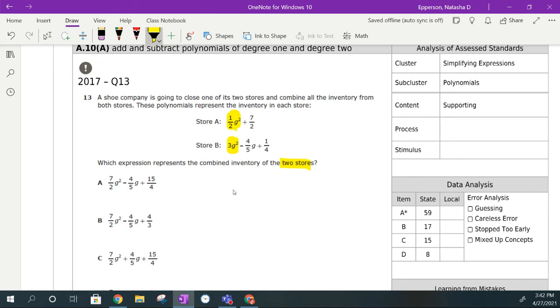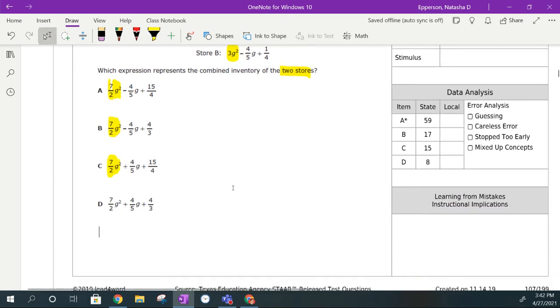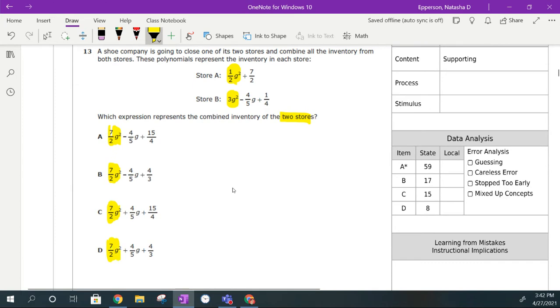Now, if I notice, this is 7/2 g squared, and this is 7/2 g squared. So I really don't even have to add those. I know the first term is going to be 7/2 g squared. The next term, I have g here, but I don't have a g in the store A. So this is just going to be minus 4/5 g. So that's going to eliminate C and D because they have it as positive 4/5 g.